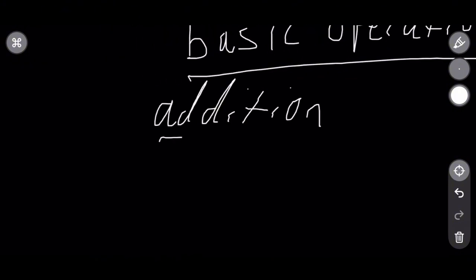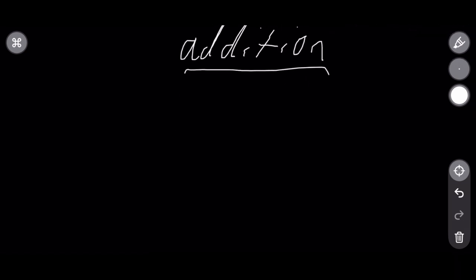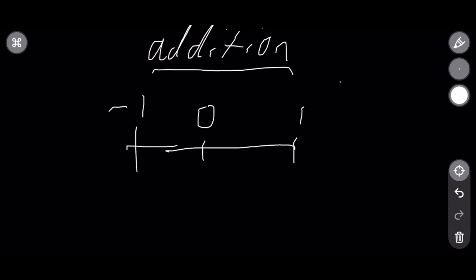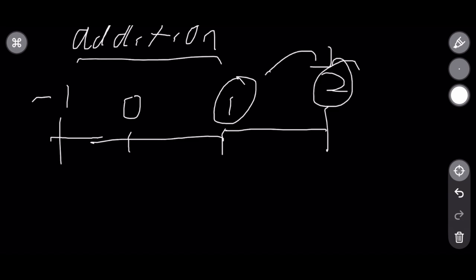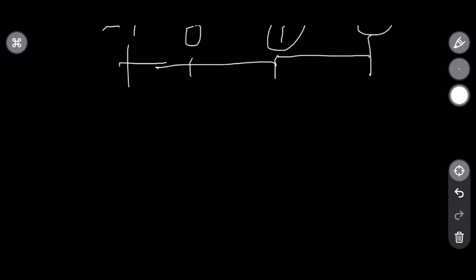So, starting off with addition. Start off with a basic number line. 0, -1, 1. You'll learn about negative numbers soon, so don't worry if you don't know about them. Let's just make this a bit longer. So, how would you get from 1 to 2?